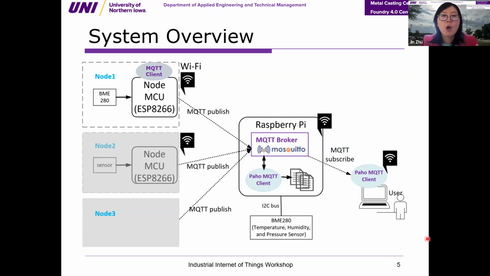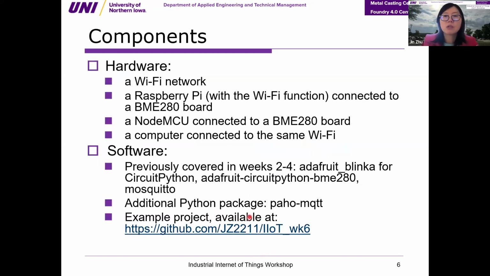Now let's look at the hardware we need. As already mentioned, we're definitely going to need a Wi-Fi network, and a Raspberry Pi connected to a BME280 board for my demo purpose, and another Node MCU connected to another BME board. If you only have one, that's fine. You could just connect one of them at a time and test it out. It still works. And also another computer connected to the Wi-Fi, a Windows computer.